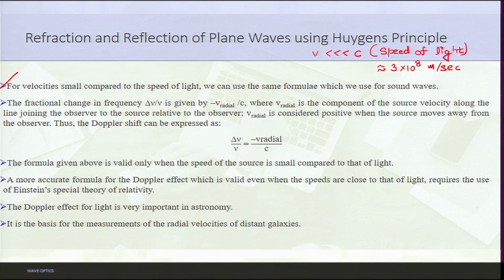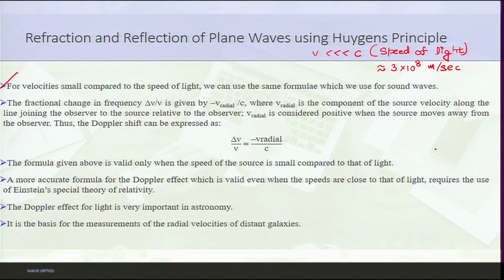So, a negative gives a positive value. Hence, when the frequency is increasing, it is quite evident that delta nu by nu is positive. So our complete theoretical part is also quite clear with the formula. Thus, the Doppler shift can be expressed as delta nu by nu, that is the fractional change in frequency, which is equal to minus v radial upon c.